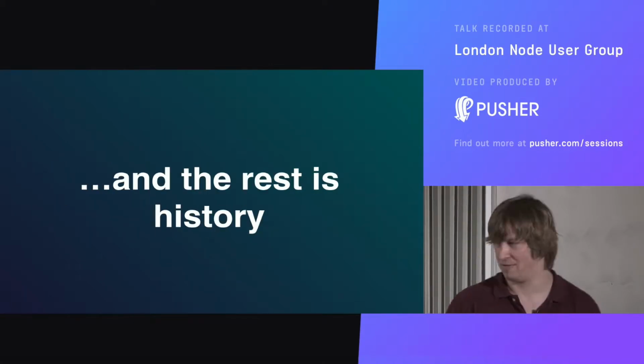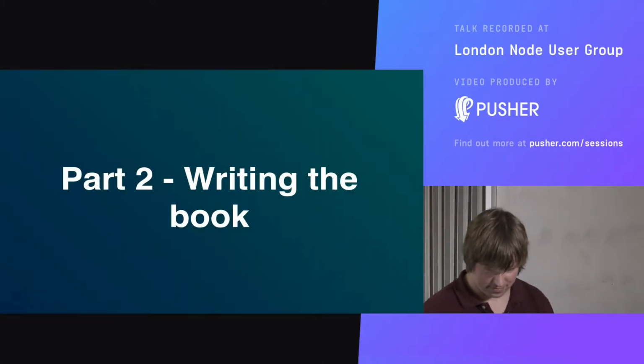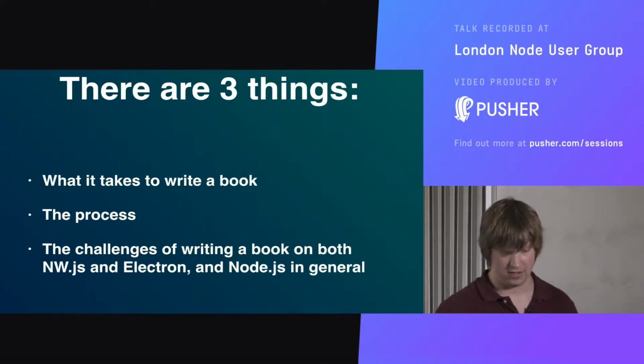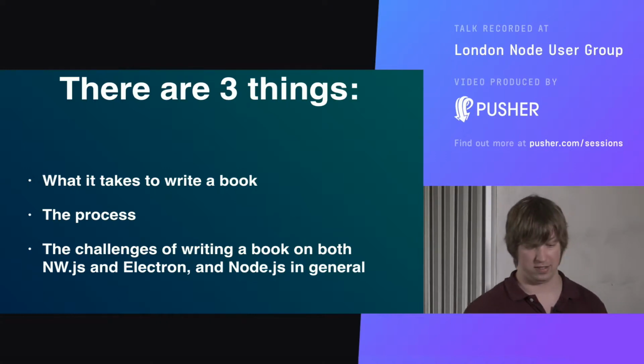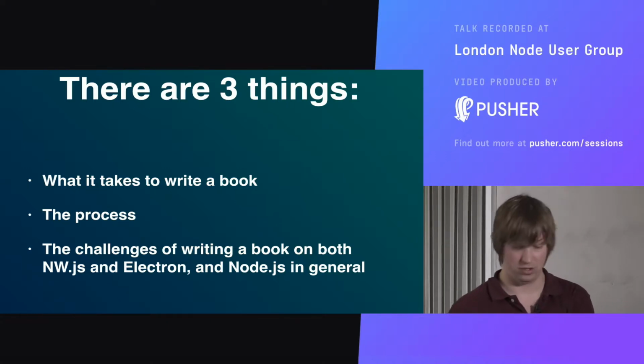Number 2, writing the book. Now, there's 3 parts to it. What it takes to write a book, what the process is like, and the challenges of writing a book on both NW.js and Electron and Node.js in general.